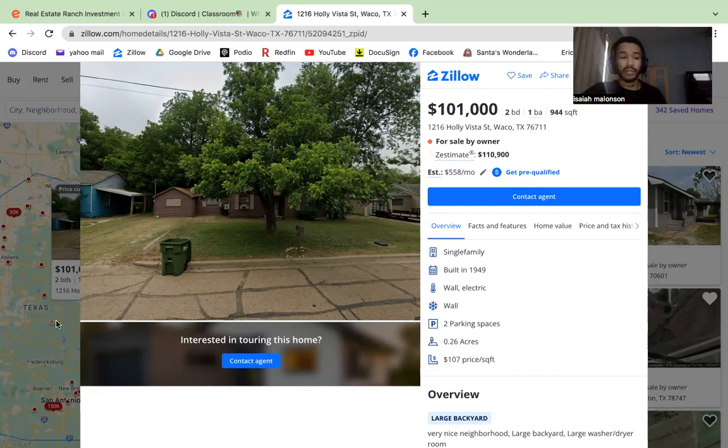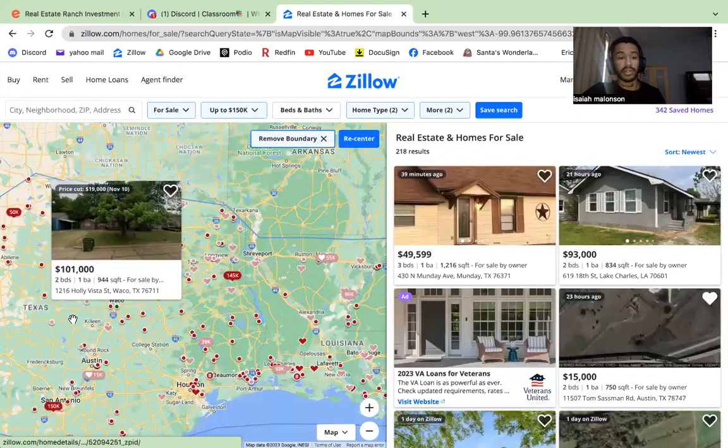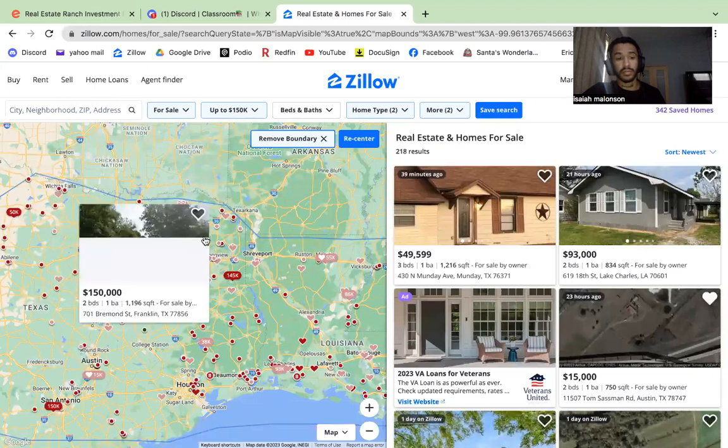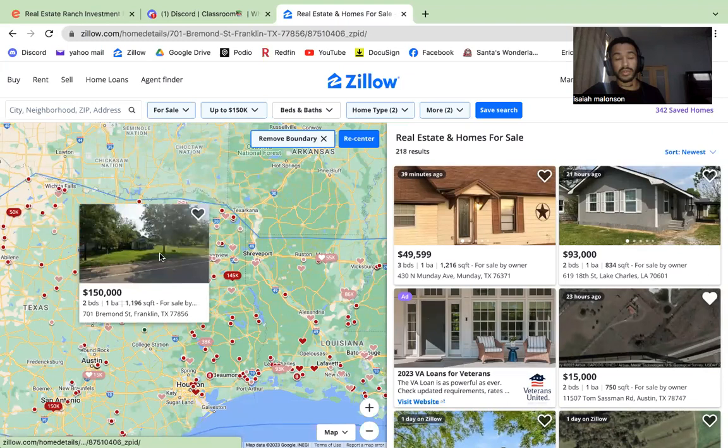So that's how I find the ARV and run comps in 30 seconds or less. I'll do it one more time just to prove the point. Let's see. So I'd get this one.